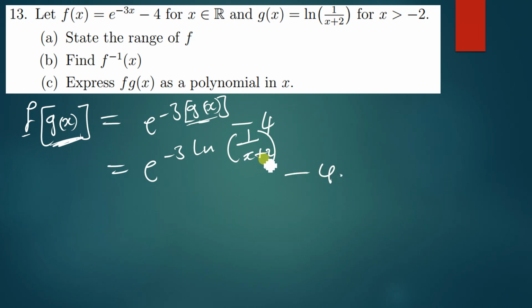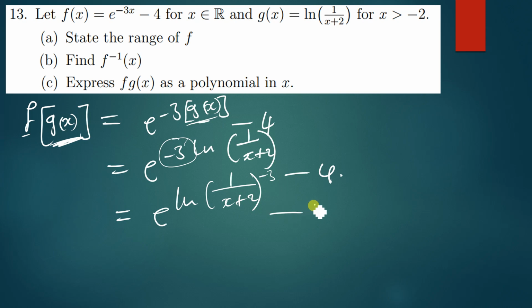So here it is just a matter of simplifying the expression. What you do first is you take this -3 as a power there. So we're going to remain with e to the power ln of 1 over x plus 2, all to the power -3, and then we have minus 4 this side.